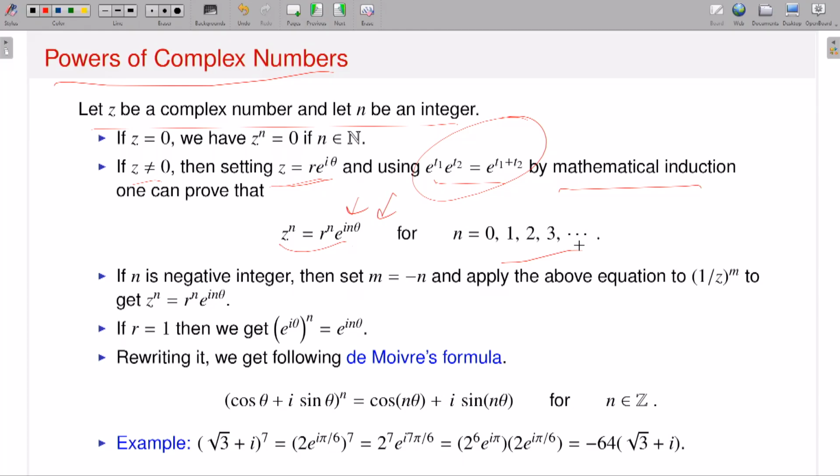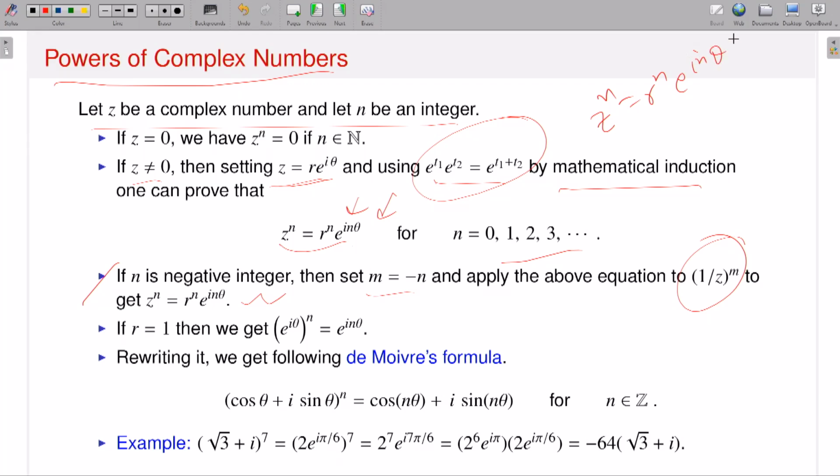This is for n equal to 0, 1, 2, 3, that means natural numbers including 0. If n is a negative integer, you just replace m equal to minus n, and use the fact that 1 by z to the m is z to the power minus m, then also you can prove that z to the power n is equal to r to the power n e to the i n theta. Okay, same thing. So if n is an integer, then z to the n is r to the n e to the power i n theta.